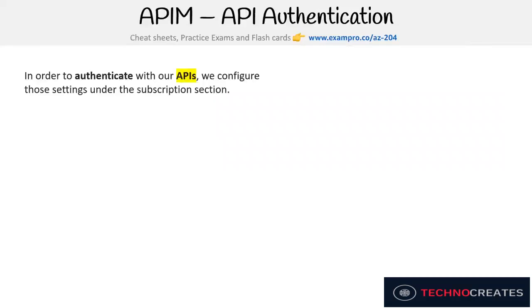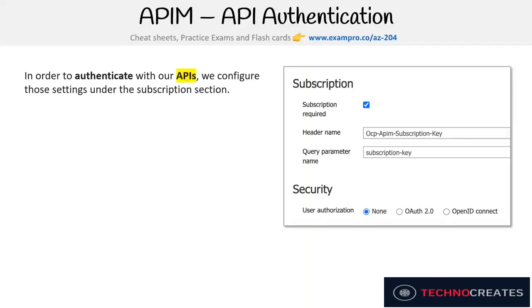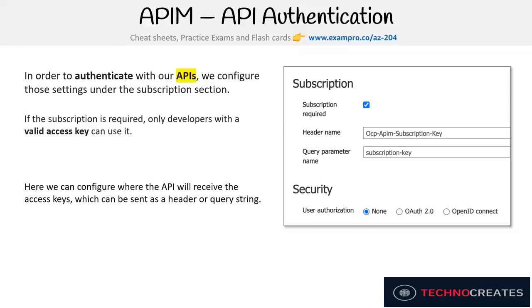All right, let's take a look at API authentication. In order to authenticate with our APIs, we configure those settings under our subscription setting. It's as simple as doing a checkbox there. If the subscription is required, only developers with a valid access key can use it. The idea here is we can configure where the API will receive those access keys, which can be sent as the header or query string. So there are some options there. If this is not checked, then anyone anonymous will have their requests allowed. So it's as simple as having that checkbox there and having a key. So there you go.